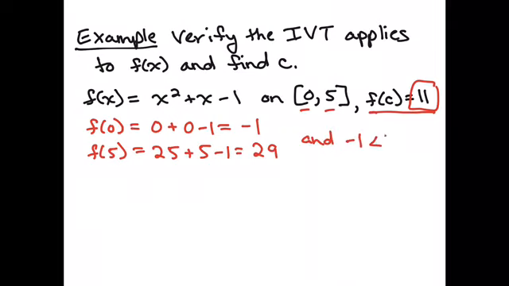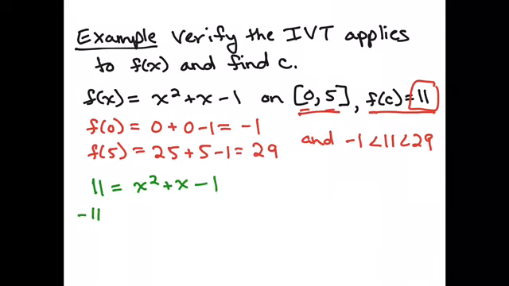And 11 is between those two y values, right? So that just means right there, then I can use this theorem. There must be some x value that will go with y equals 11 in that interval. So in order to find it, that just means what x value do we get when y equals 11? So we say the function is equal to 11, and we're going to solve for x.